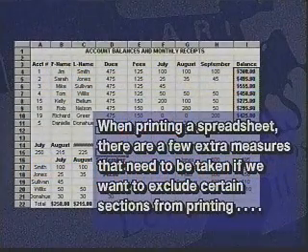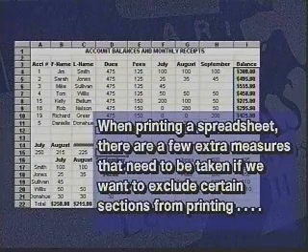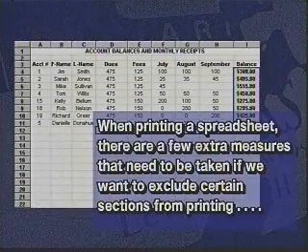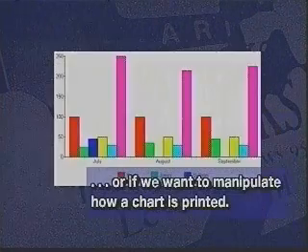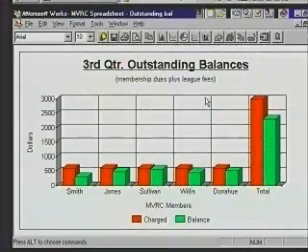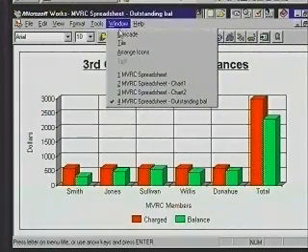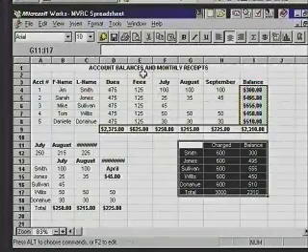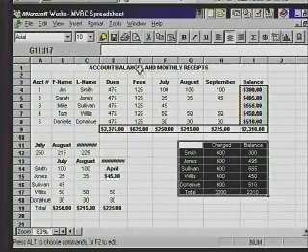When printing a spreadsheet, there are a few extra measures that need to be taken if we want to exclude certain sections of that spreadsheet from printing, or if we want to manipulate how a chart is printed. Let's take a look. Pull down the Window menu and click on the MVRC spreadsheet file name. Suzanne, click on the Print Preview button so we can see what information will be printed at this time.